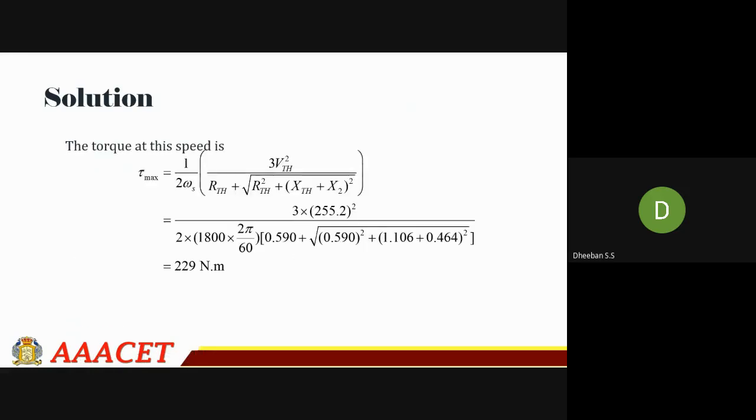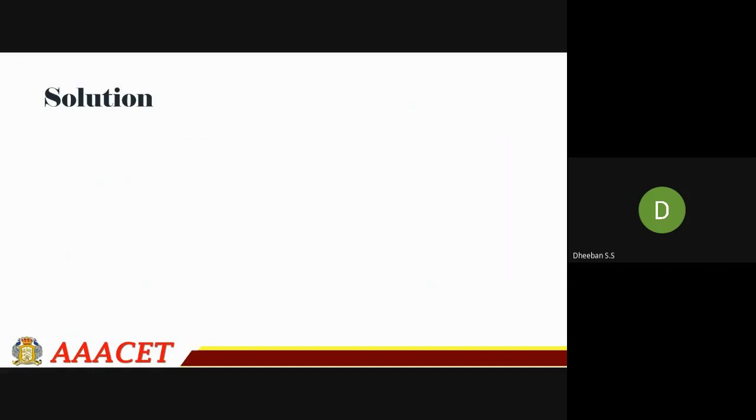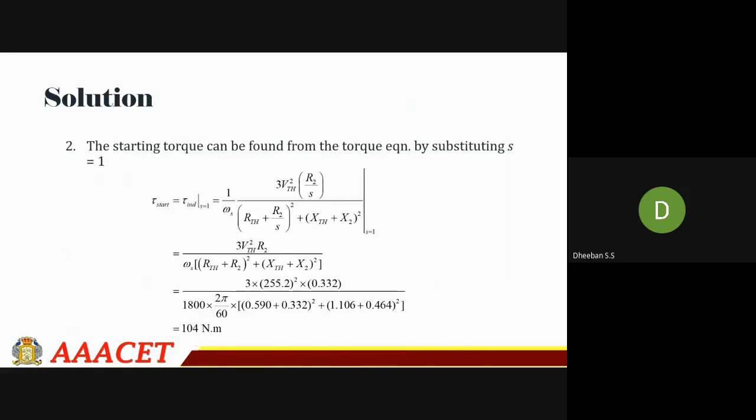Torque and speed you have to find. You have found the slip at maximum torque, and with respect to the torque, this is the formula. Here R2 will be absent. If I apply it, we'll be getting around 229 newton meter. The starting torque can be found by substituting the value of s equal to 1 in the same equation. By substituting and applying, we'll be getting around 104 newton meter.